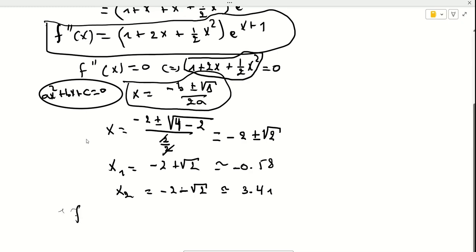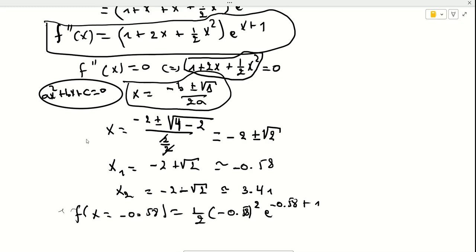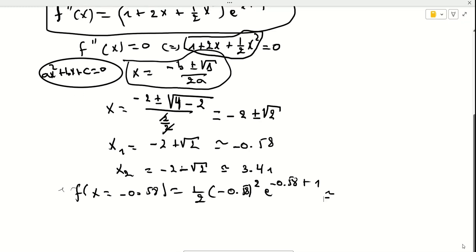And the critical points in this case, you need to find the image of our function at x equal to minus 0.58, and this will be equal to 1 over 2 times minus 0.58 squared and e power minus 0.58 plus 1. Just compute that one, find the value, and then compute also at the point x equal to minus 3.41.